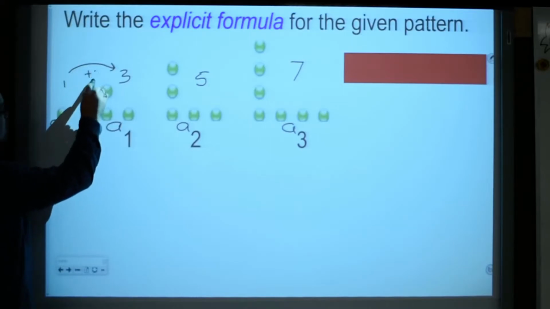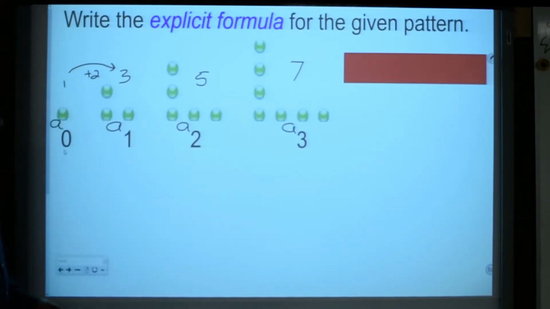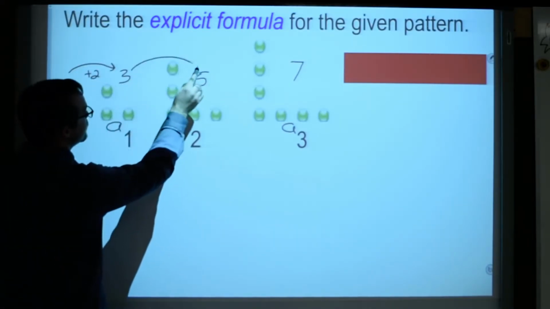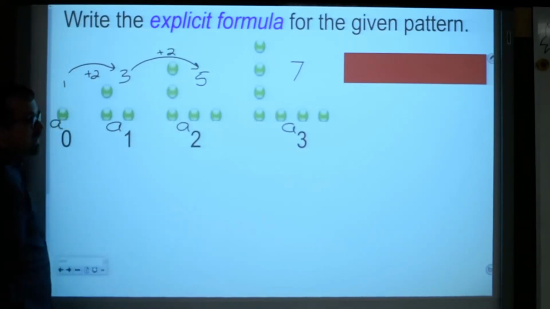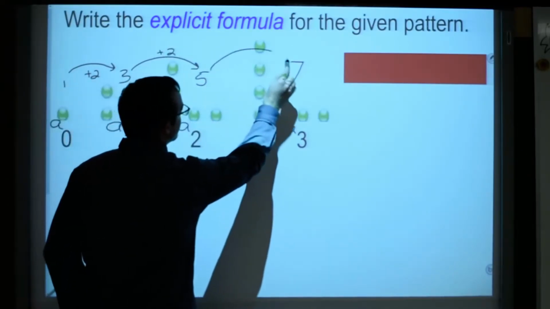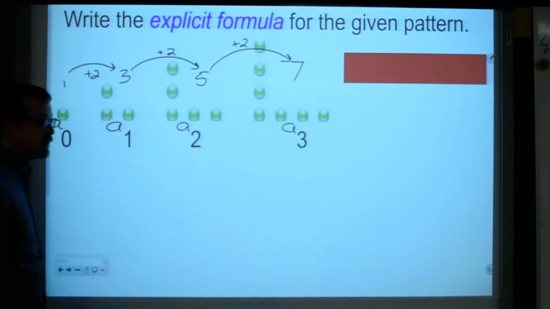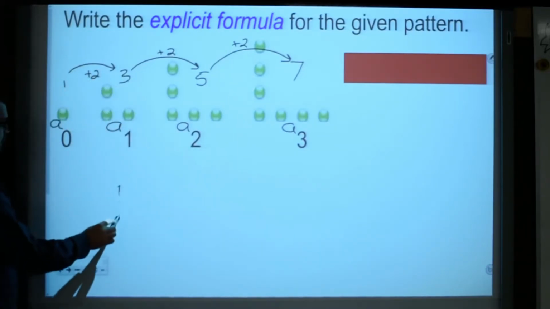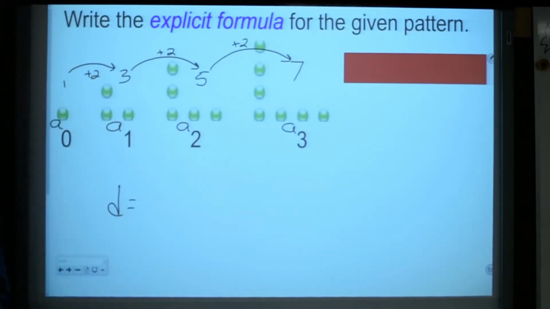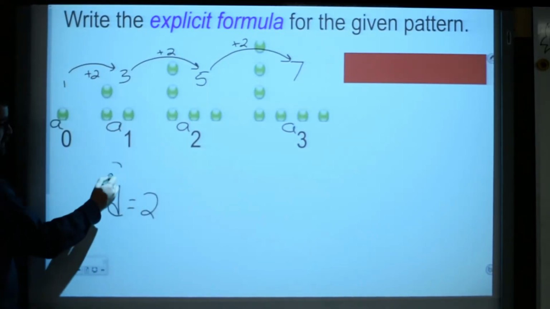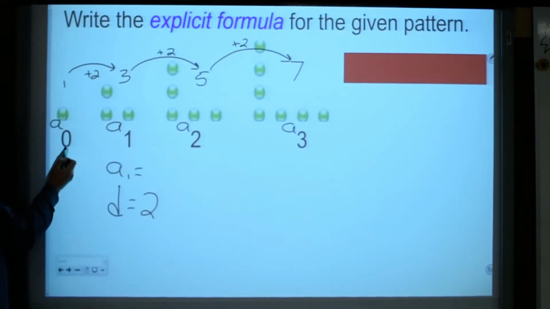We're going to add 2 because we're going to try addition first and not multiplication. Let's try again. Does add 2 work here? I think so. It does. 3 plus 2 is 5, and 5 plus 2 is 7. So we do have a common difference because we're adding, not multiplying. So our common difference is 2.